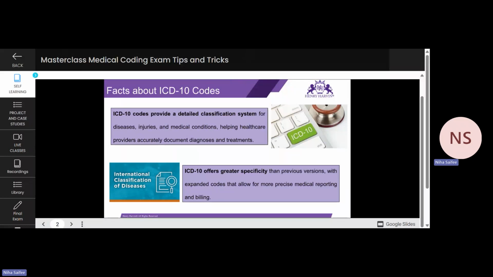renal disease, right? Likewise, if I have a fracture, what kind of fracture it is, which chapter am I going to look into, right? In fracture also, we have two types of fracture.